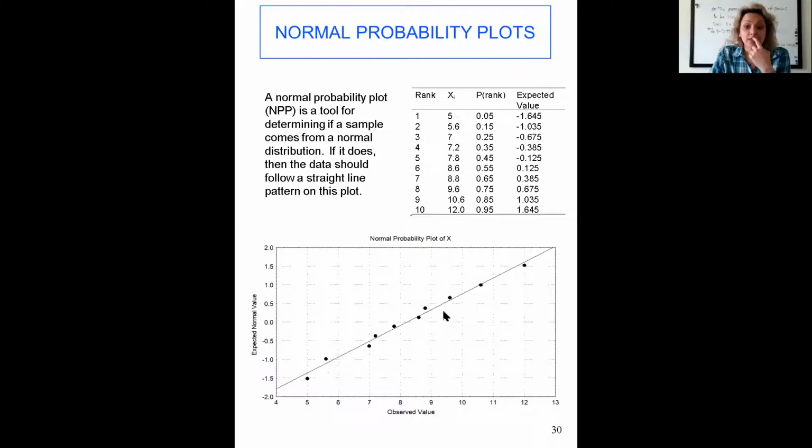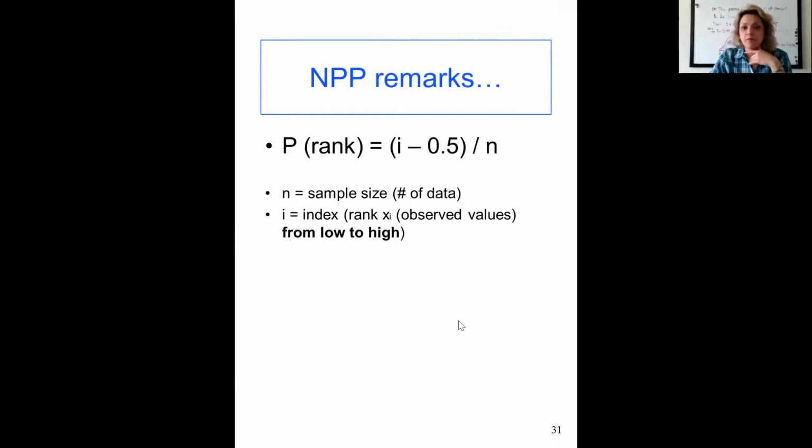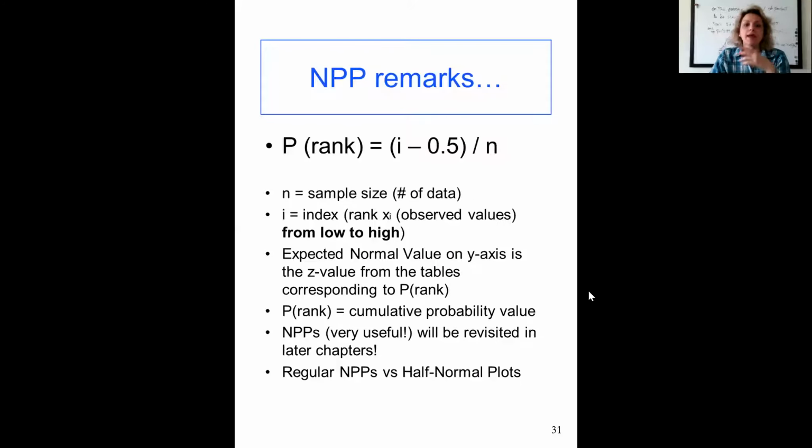If the curve that you have looks like a line, with all of the data points, even by eye when you look at it, like you could put a ruler on it, then we would say that our data points are normally distributed. We would go to the next step. So let me see what's the next. Okay, so expected normal value. Oh, it's written here. Expected normal value on the y-axis is the Z value from the table corresponding to the probability of rank. Probability of rank is the cumulative probability value.